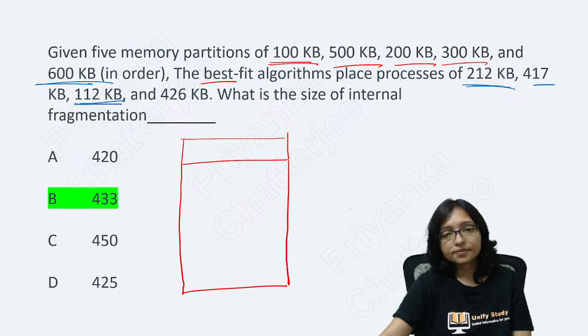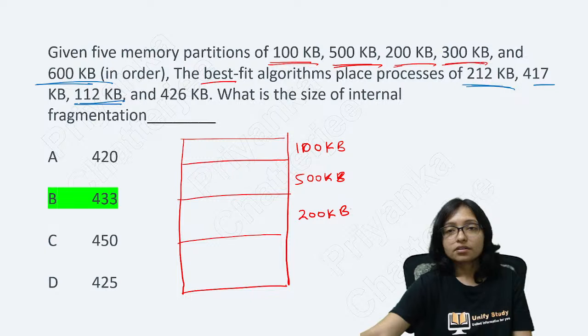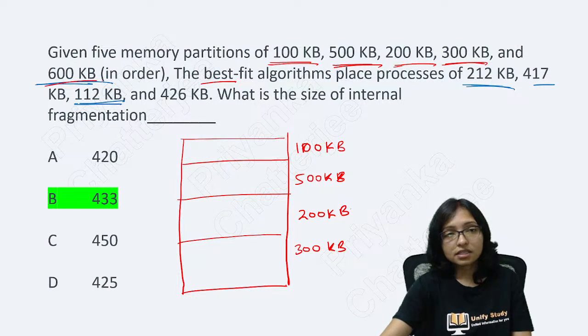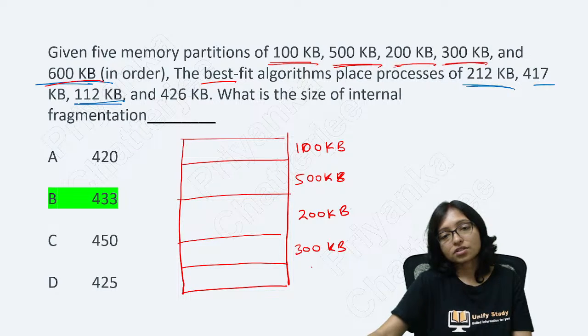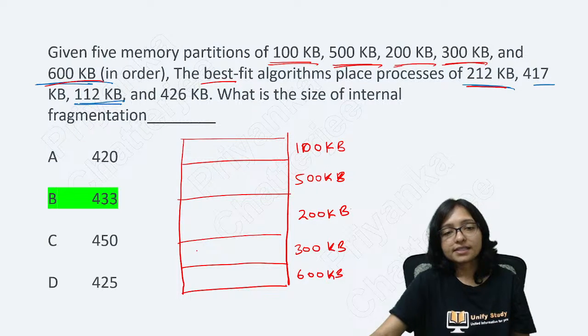100 kb, 500 kb, 200 kb, 300 kb and 600 kb. That one I missed. 600 kb. These places are available. Now 212 I will place here.